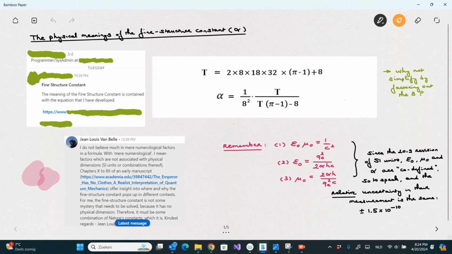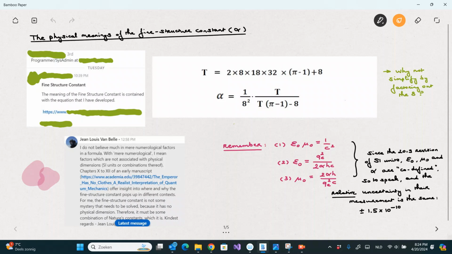There's no physical dimension. But he has this factor t: 2 times 8 times 18 times 32 times an irrational number, pi minus 1, plus 8. So I'm immediately going, okay, why don't you simplify by factoring out the 8? And then he approximates alpha by 1 divided by 8 squared, and then 2 times that factor t, again by pi minus 1, which he could have factored out, and another 8. So that doesn't make sense. And so I replied, I said, this is really mere numerology.